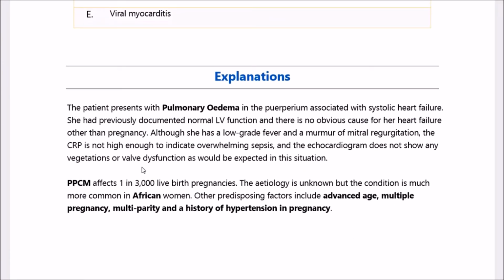So let's see what the explanation says. The patient presents with pulmonary edema in the puerperium, as with systolic heart failure. She had previously documented normal LV function, and there is no obvious cause for heart failure other than pregnancy. Yes, this is very important. Although she had a low-grade fever, murmur of mitral regurgitation, and CRP not high enough to indicate overwhelming sepsis, the echocardiogram doesn't show any vegetations or valve dysfunction as would be expected in this situation.